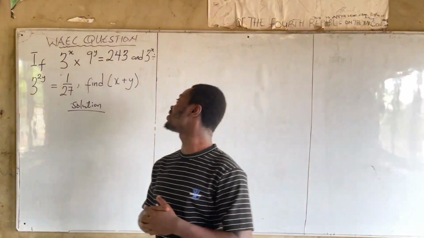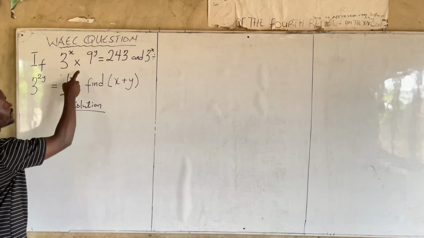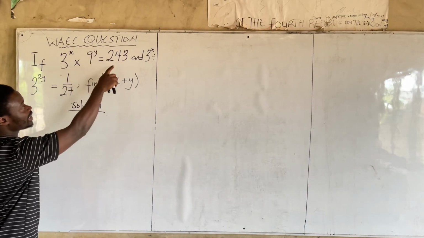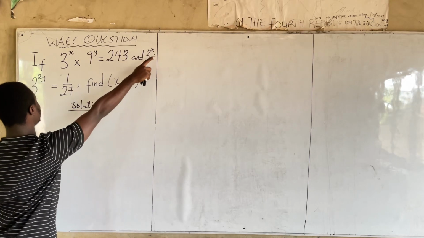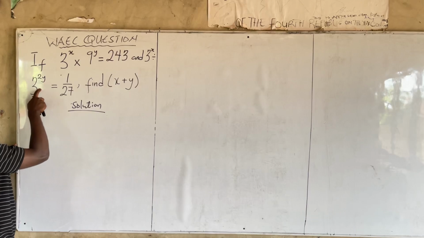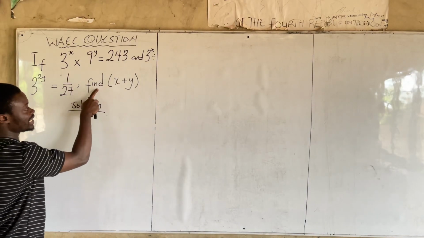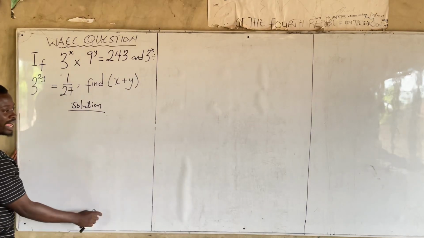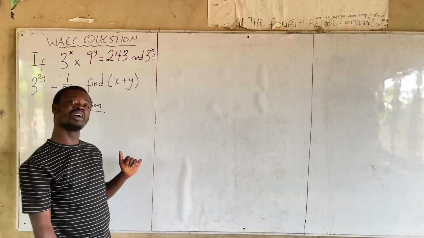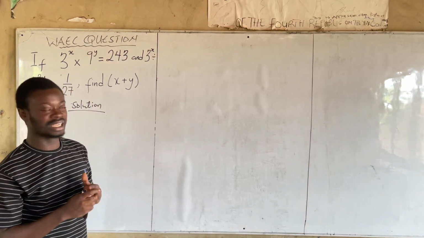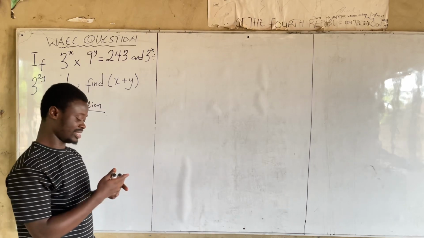Okay, so the question says, if 3 to the power x times 9 to the power y equals 243, and 3 to the power x divided by 3 to the power 2y equals 1 out of 27, find the value of x plus y. So this means we should solve for x. When we are done, we solve for y, and then finally we add them to get the final answer. So let's do this.